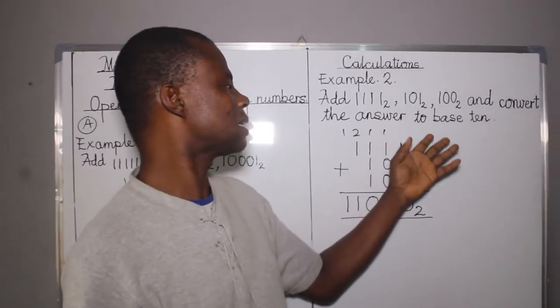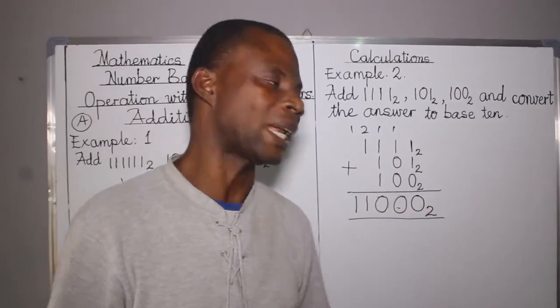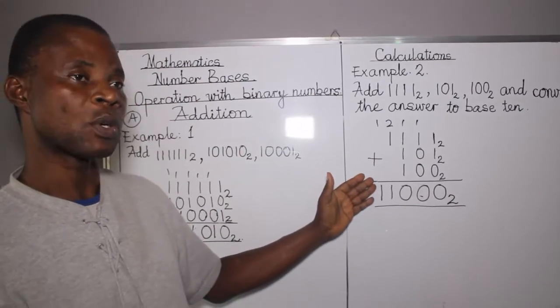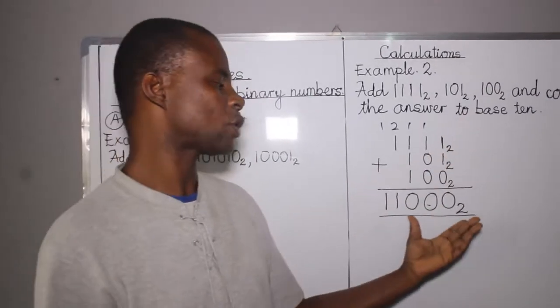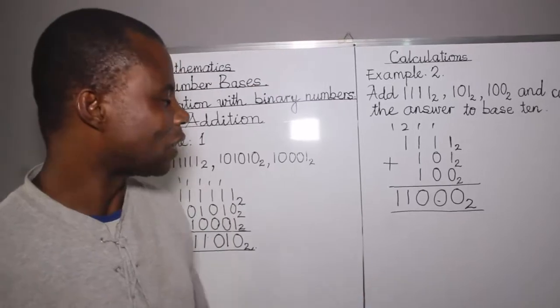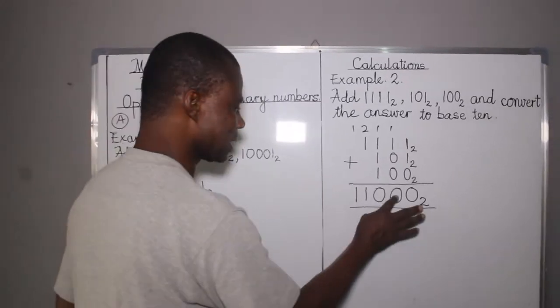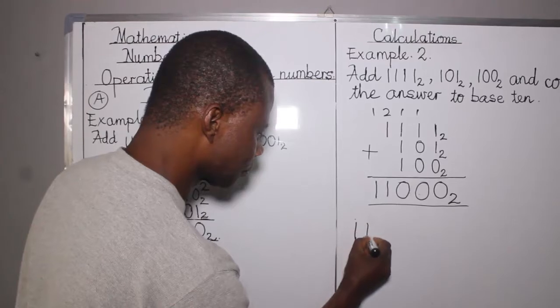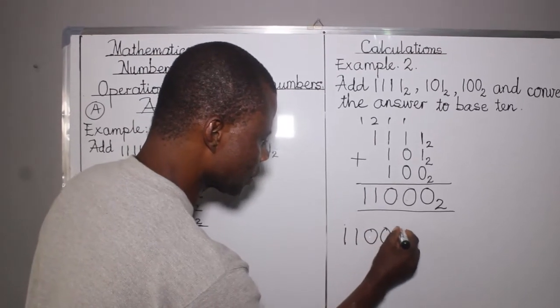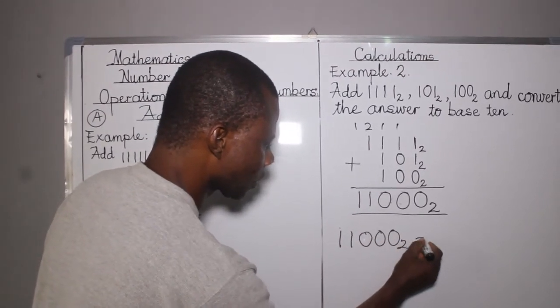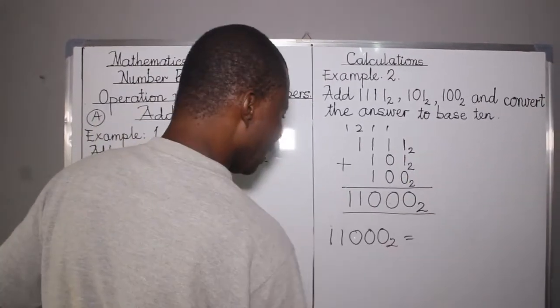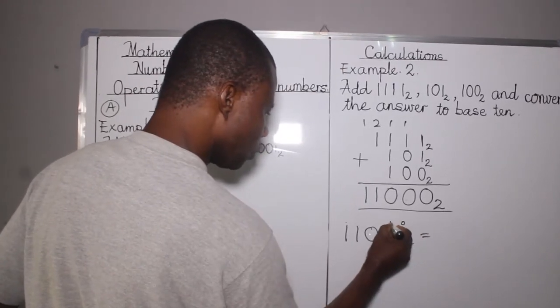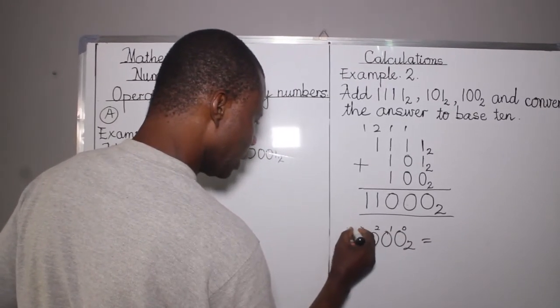And this answer is to be converted to base 10. That's the final process of addition. Now to convert this to base 10, as we've done in the previous lesson, very simple exercise. Write the number 1, 0, 0, 0, base 2. Then start from your far right, 0, 1, 2, 3, and 4.